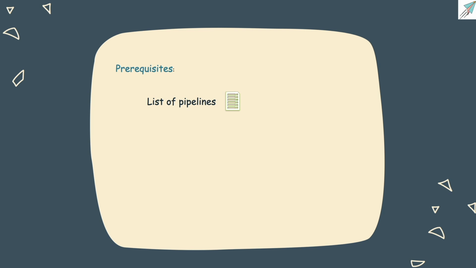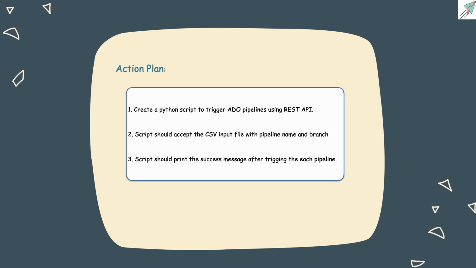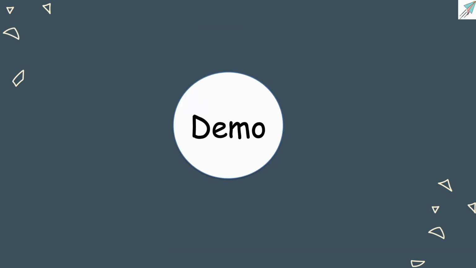Prerequisites. 1. You need list of pipelines. 2. ADO token to authenticate. 3. Python environment to trigger the pipelines. Here is an action plan. 1. Create a Python script to trigger ADO pipelines using REST API. 2. Script should accept the CSV input file with pipeline name and branch. 3. Script should print the success message after triggering each pipeline. Let's dive into the demo.